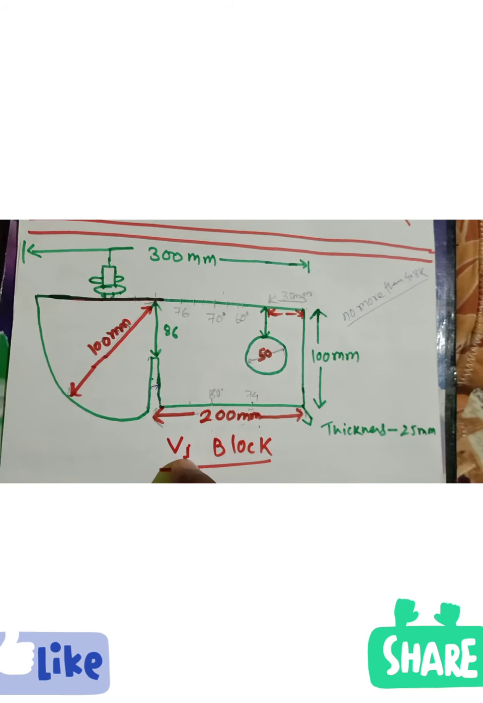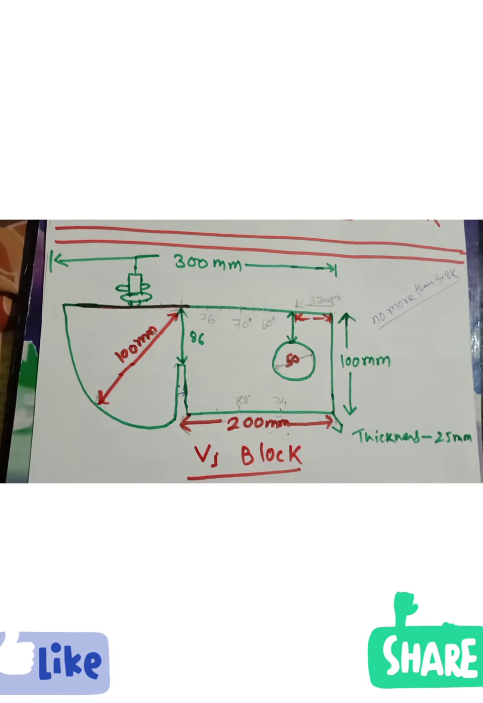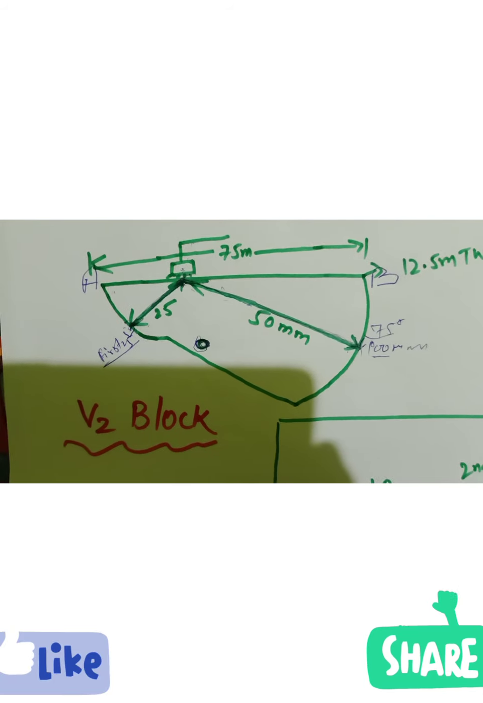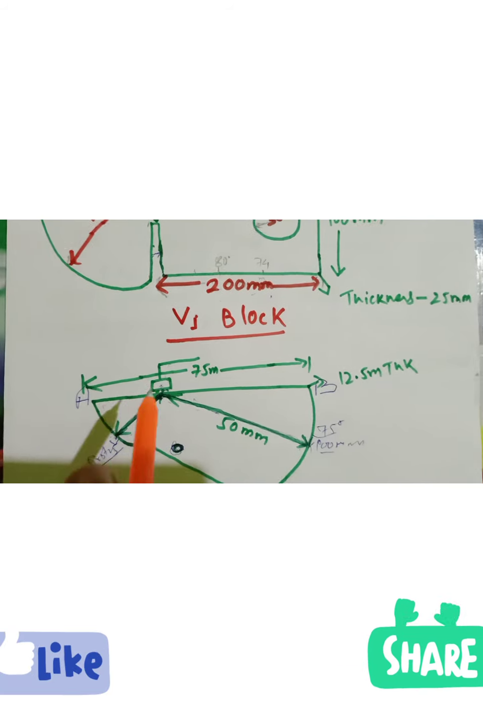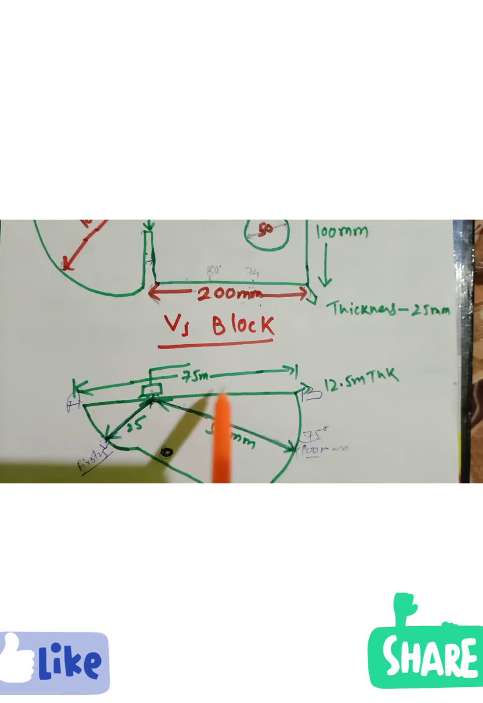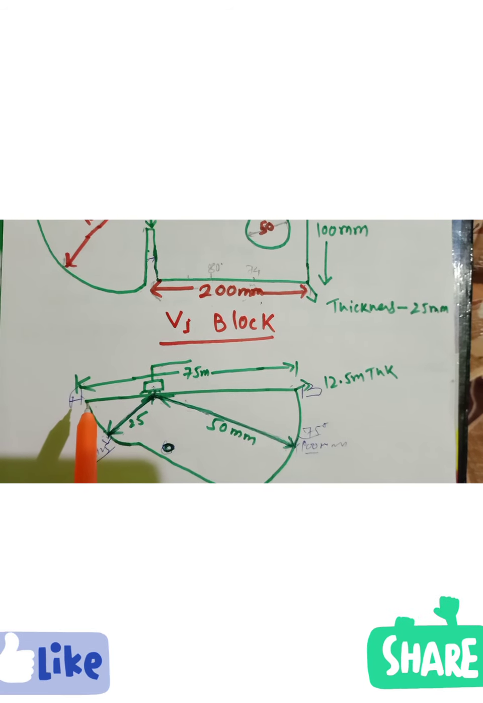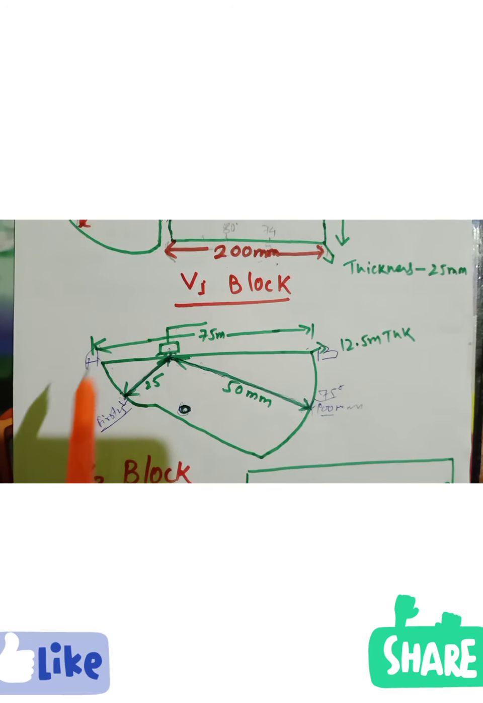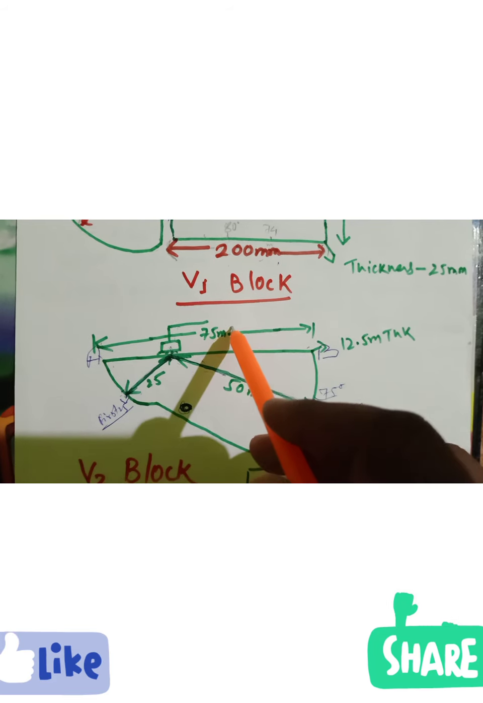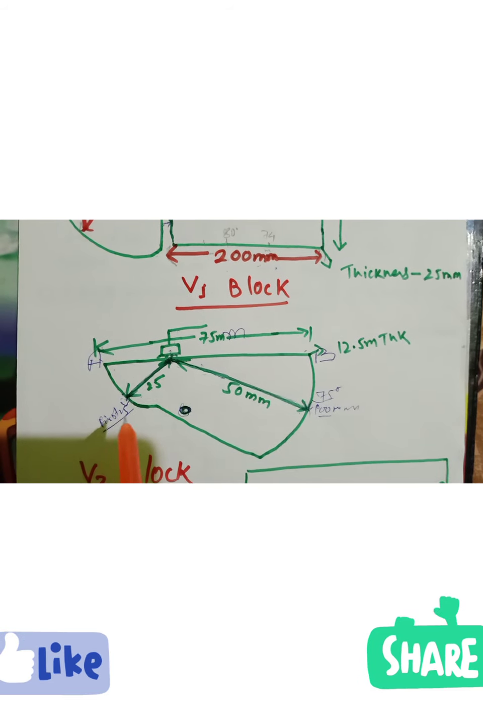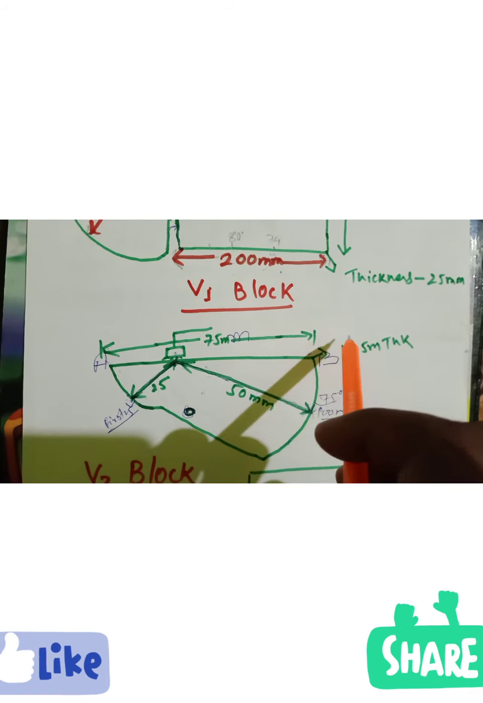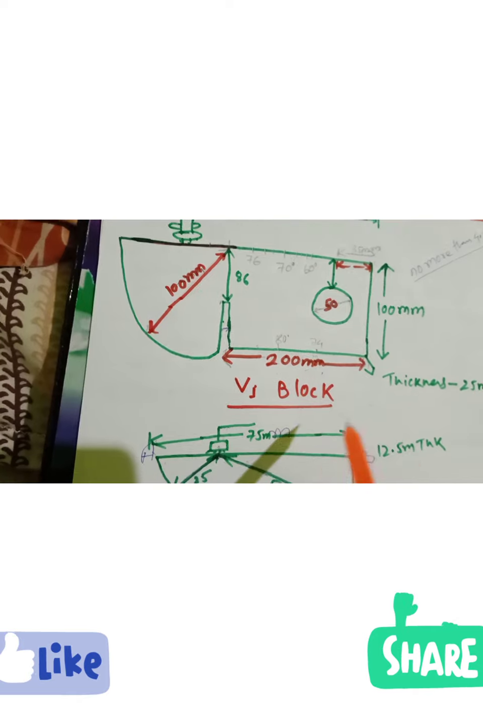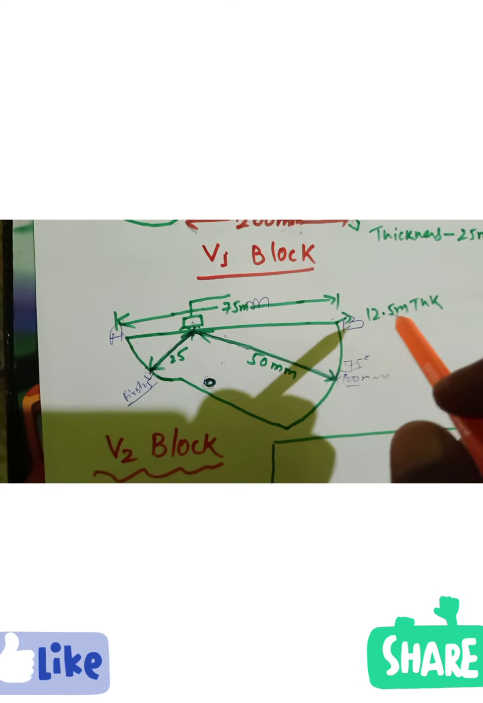Now come to the V2 blocks. This is the V2 block. The length of the V2 block is 75 mm. This type of question is always asked in the interview. The thickness of this block is 12.5 mm. Always remember this: V2 block thickness is 12.5 mm, and V1 block thickness is 25 mm.